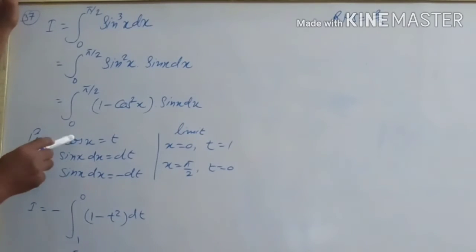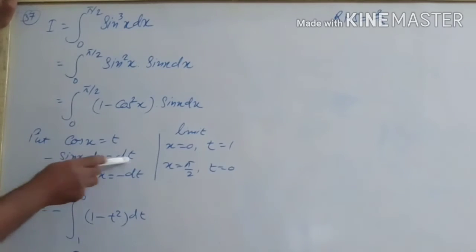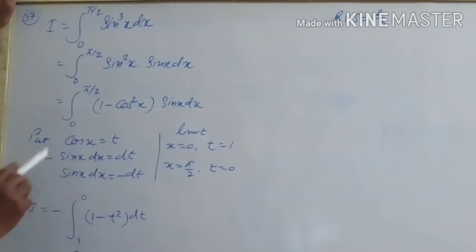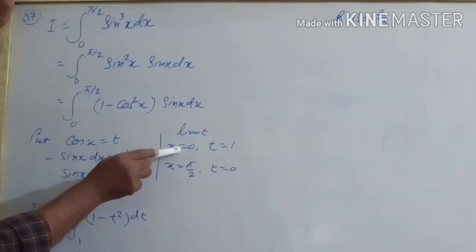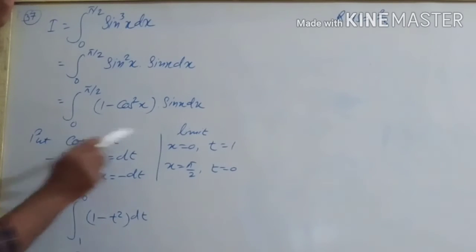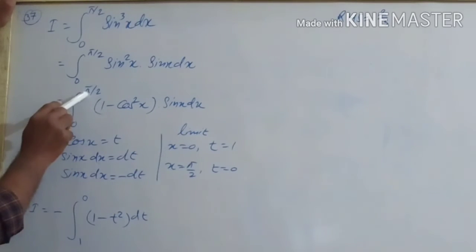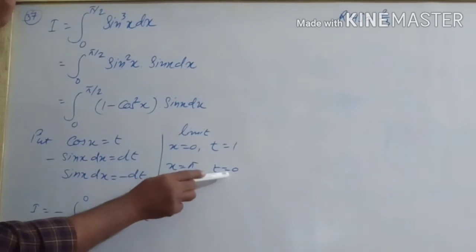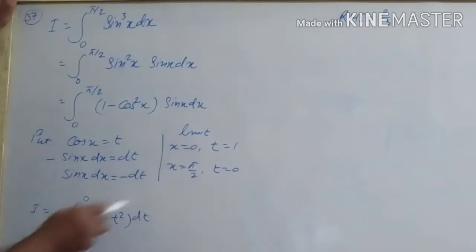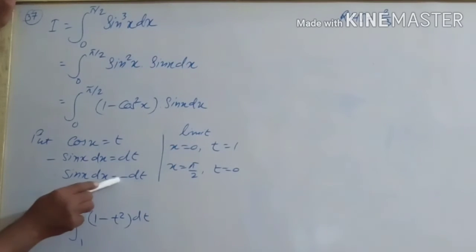That's here. Cos x is equal to t, then its differential is minus sin x dx equals dt, and transferring the minus to the right side, sin x dx is minus dt. Also change its limit. When x is equal to 0, cos 0 is 1, so t is equal to 1. Now put x is equal to pi by 2. So cos 90 is 0, so when x is pi by 2, t is 0. So new limit is 1 to 0, and this is the minus sign.